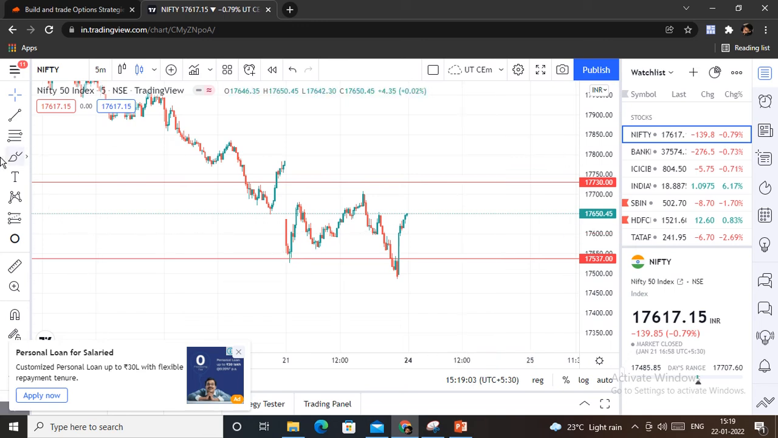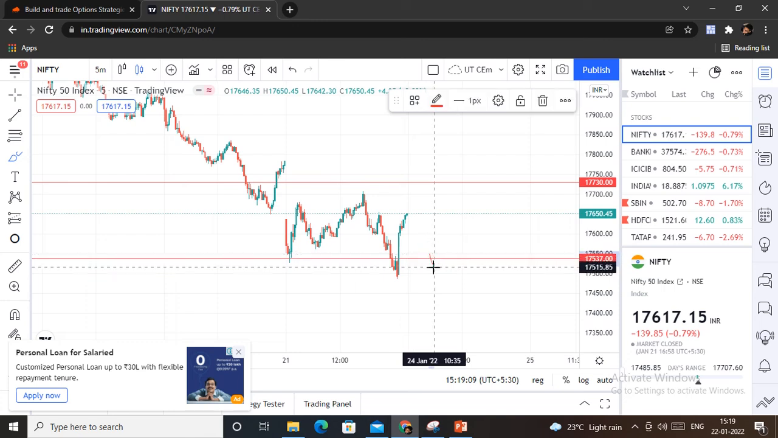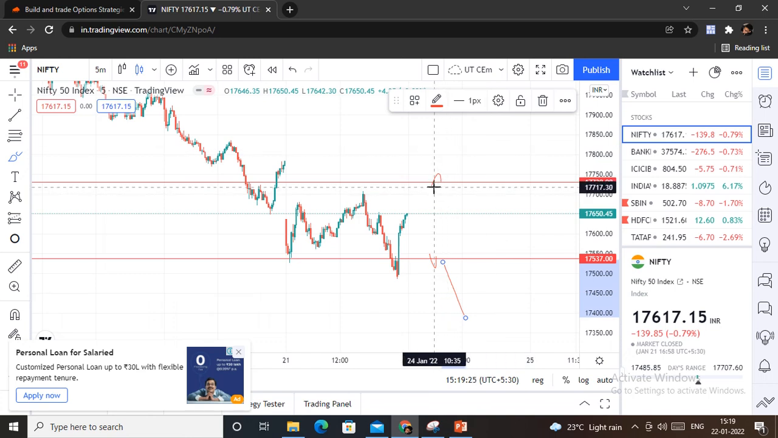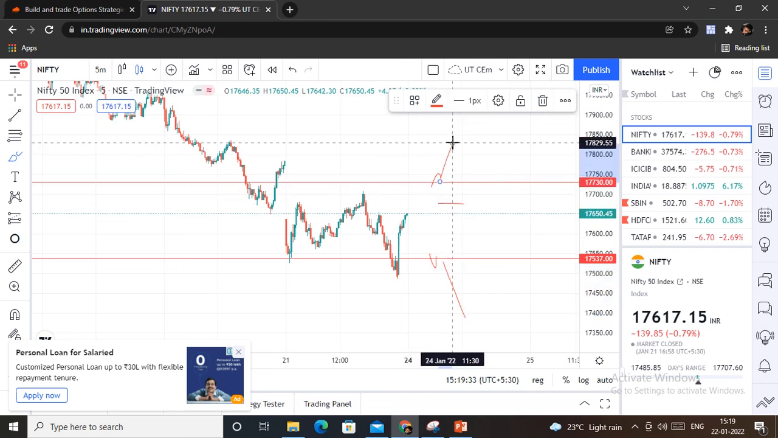But at any point, if the market makes a closing candle of 5 minutes or say 15 minutes above or below this level, then if the market closes below this level, we are going to sell the market with a stop loss of minimum 50 points and a target of 100 points. If the market gives a close above this level, then again we keep a stop loss of 50 points and buy the market with a target of 100 to 170 points. These ranges are perhaps going to act as the more accurate support and resistance levels for the upcoming trading session.